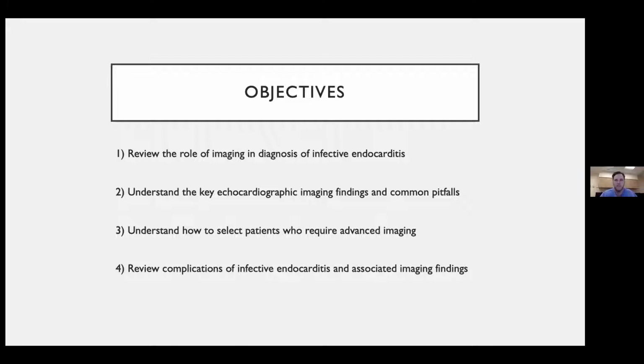We'll review the key echo findings seen in endocarditis, then go through case examples of TTEs followed by TEEs. I want to show you common imaging pitfalls to be aware of. I'd like to explain how to decide which patients with suspected endocarditis actually require a TEE. We'll touch on multimodality imaging so we understand when other modalities can be helpful. And we'll review complications of endocarditis seen on imaging with both TTE and TEE correlates so that when we're reading TEEs, we know when to suspect complications.